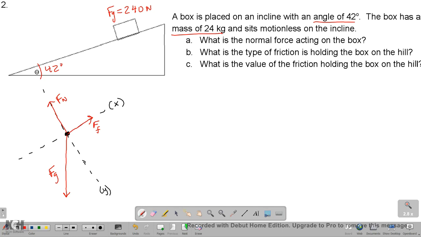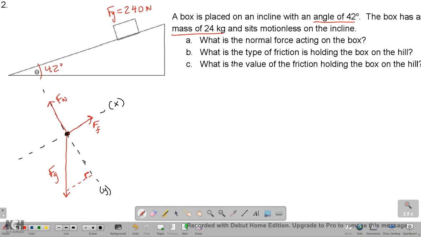So if we're trying to figure out which force we need to make the triangle with, we want to do that with the force that is not on the x or the y axis. In this case, that is the force due to gravity. So we'll make a triangle there. And we need to make a right angle between FG and the y axis. So we're going to make our triangle like this. And this is a right angle right here.